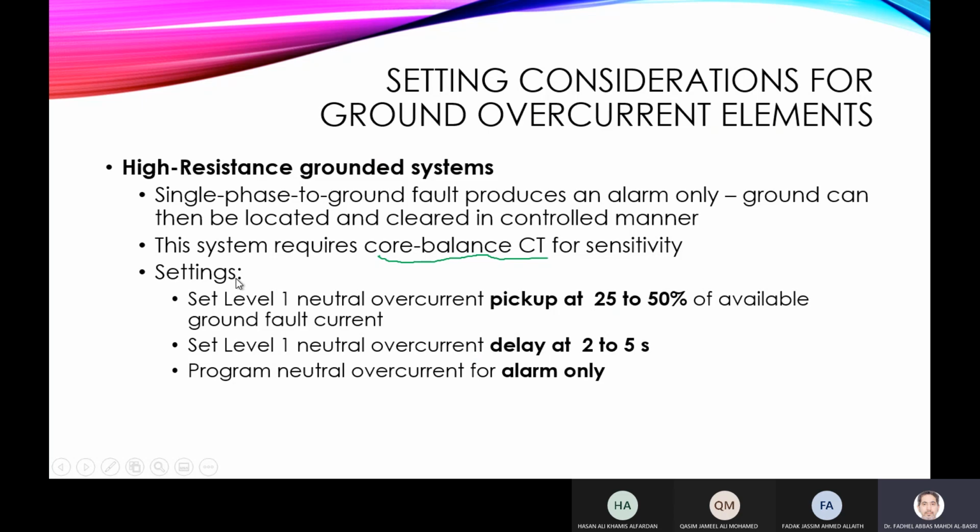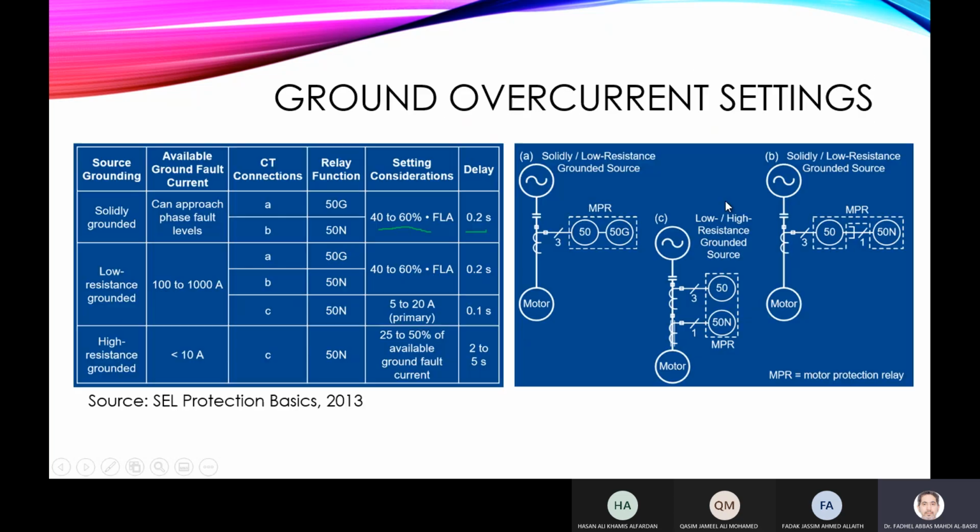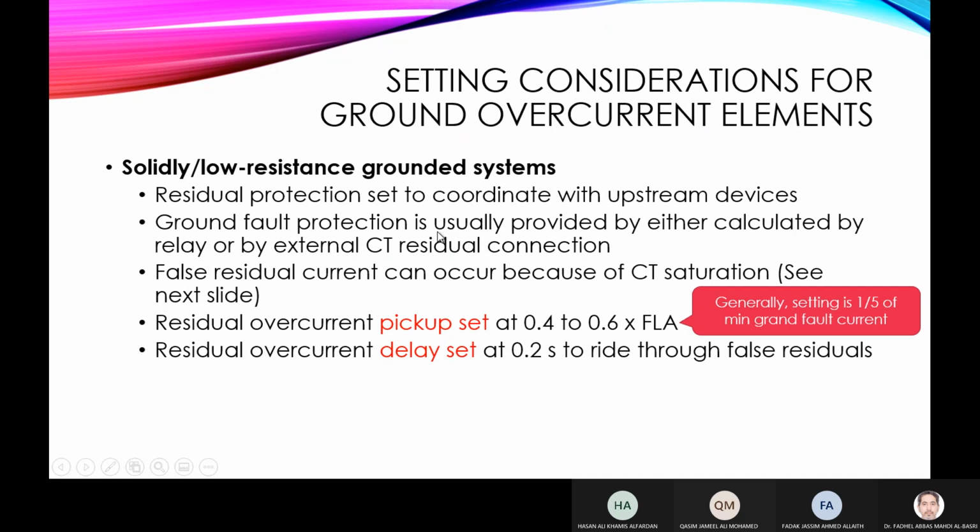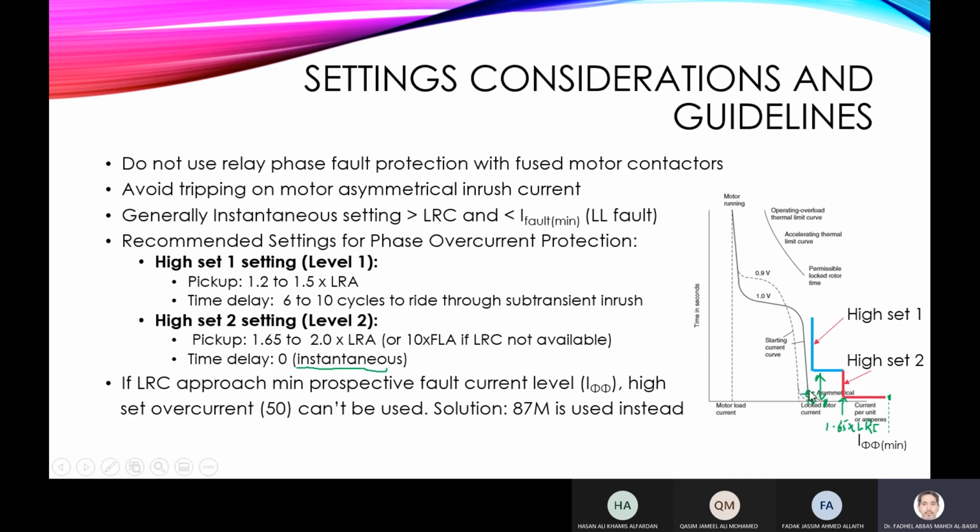So in the previous lecture, I presented the introduction, and I reached how we set the instantaneous overcurrent to detect short circuits. So we use the 50 elements and 50N elements to provide short circuit protection. And normally we set these relays higher than the maximum locked rotor currents.